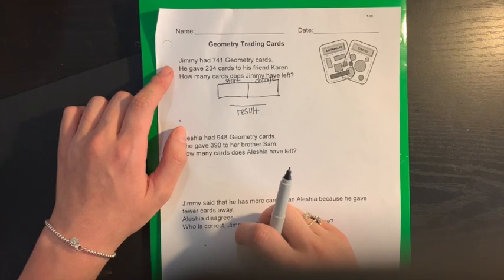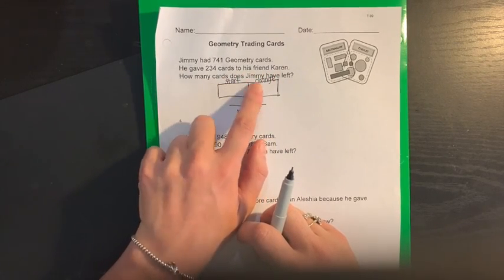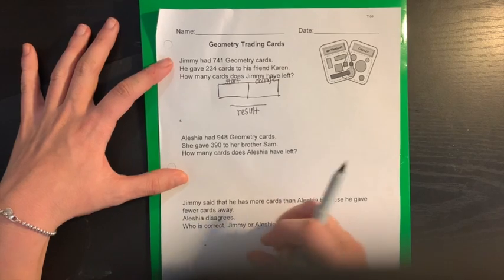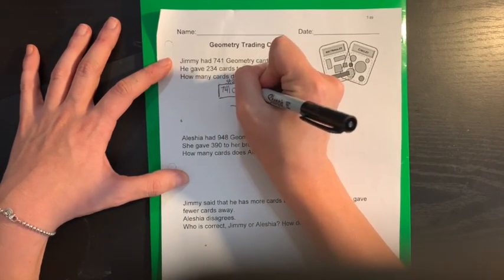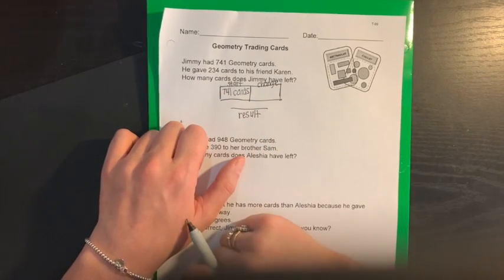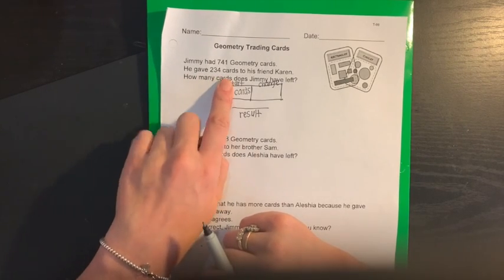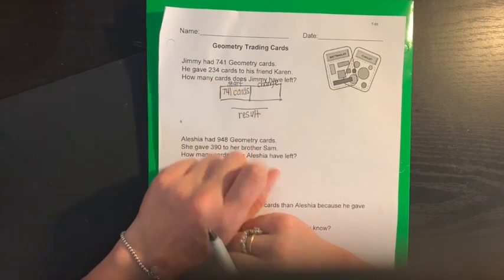Let's read it one more time. Jimmy had 741 geometry cards. He gave 234 cards to his friend Karen. How many cards does Jimmy have left? It sounds like he's starting with 741 cards. Remember, you must label your numbers in a word problem. Okay, so let's see what we have in this next part. He gave 234 cards to his friend Karen. How many cards does he have left?